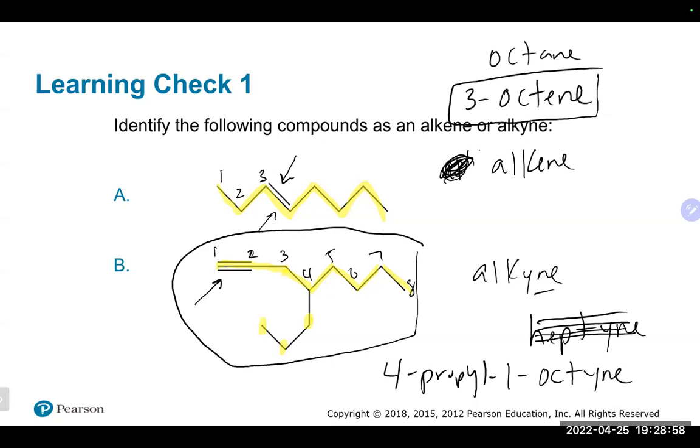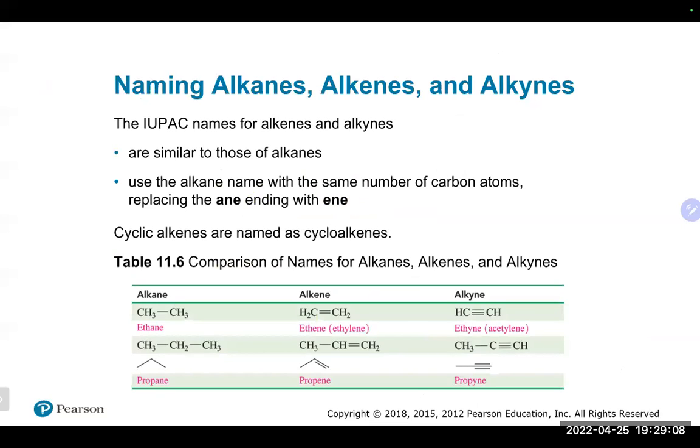All right, so you can kind of see the naming is very similar to what we have done before. Again, the double bond or triple bond takes priority in terms of the numbering. As we just went through, with the IUPAC way of naming, we swap out the ANE for ENE for the ones that have double bonds.